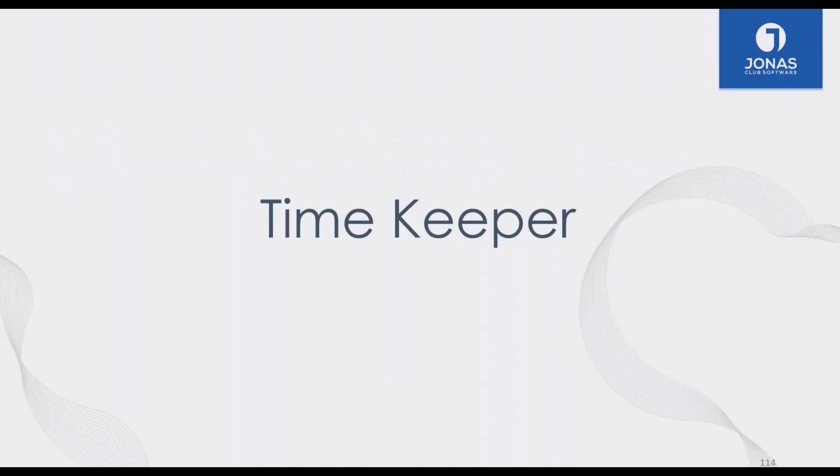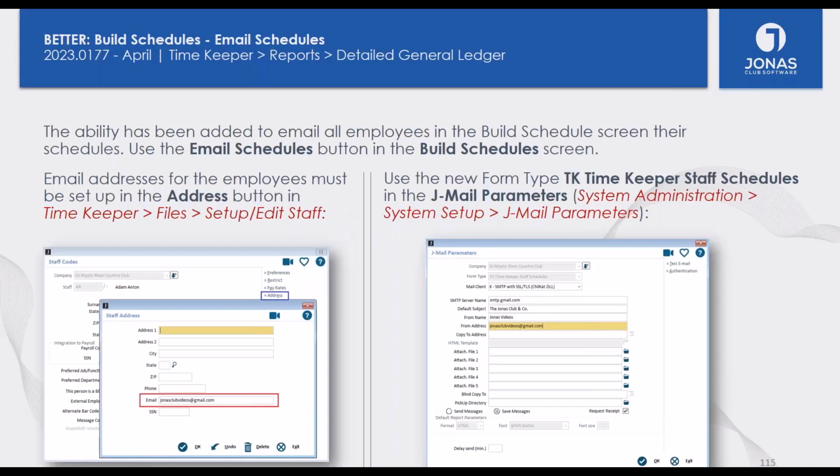Moving on to Timekeeper. So within Timekeeper and scheduling emails, built-in schedules for email, you now have the ability to add emails for all employees in the build schedule screen to send them their schedules for the month or week or whatever time frame you're looking for. So when going into the build schedule screen, you can go into the address option, select the email that you're going to be using, and you can email addresses for the employees. They must be set up in the address section there.